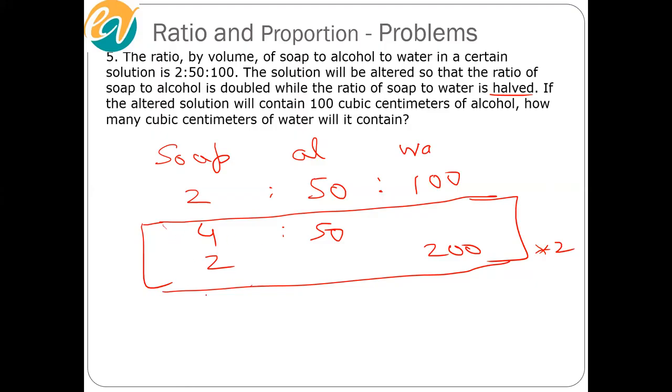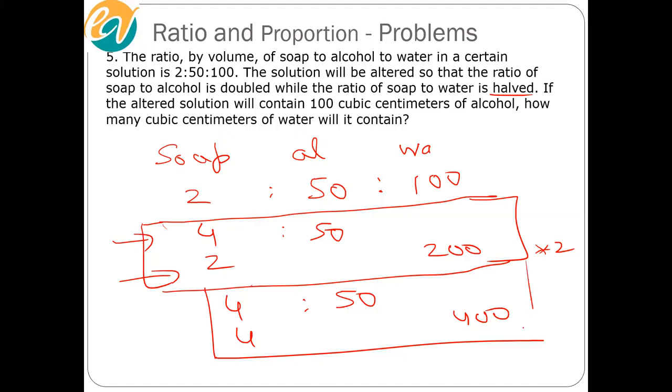So notice this, the first row anyway remains 4 is to 50. What does the second row now become? 4 is to 400, right? Now, since we have the common figure for the soap, what is the ratio of soap is to alcohol is to water? 4 is to 50 is to 400. This is the ratio that we finally have for the altered solution. Friends, are we clear so far?